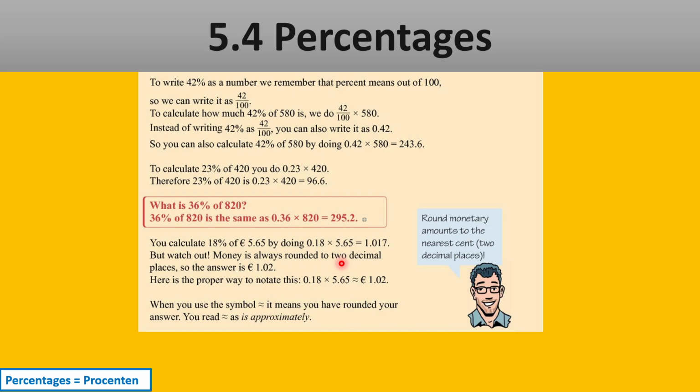You're going to get a lot of questions in real life situations. For example, if you answer 1.017 and we're talking about euros, remember that money is always rounded to two decimal numbers. And sometimes you have to round in different ways, depending on your question. And the wavy sign that you sometimes see, in English we say it's approximately, and in Dutch we say ongeveer gelijk aan.